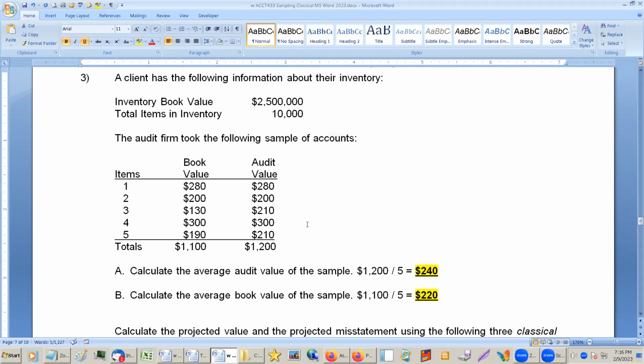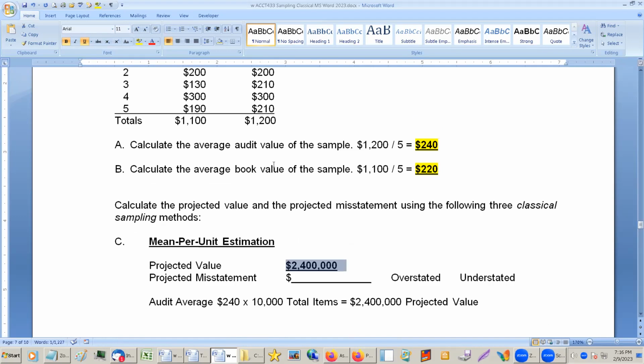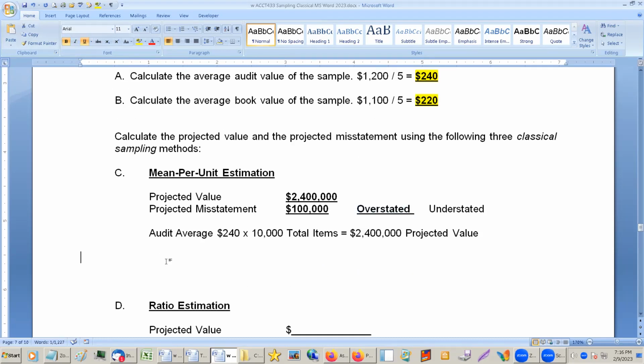Now, projected misstatement would be what? 100,000. And would it be an overstatement or understatement? Overstated. And we're going to find that this is a little bit unusual in this one because we go to these other ones.